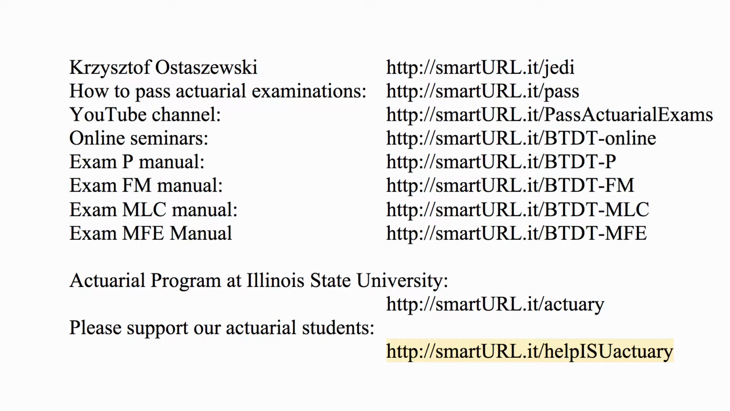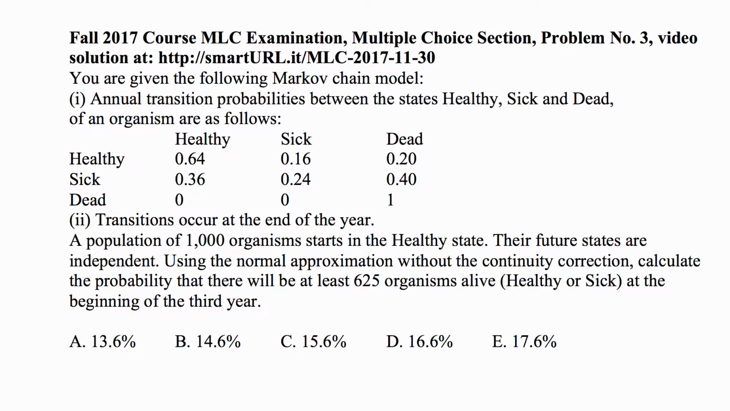This is problem number 3 from the multiple choice section of the recent exam MLC. You are given the following Markov chain model. The annual transition probabilities between the states healthy, sick, and dead of an organism are as follows. Healthy to healthy 0.64, healthy to sick 0.16, healthy to dead 0.2, sick to healthy 0.36, sick to sick 0.24, sick to dead 0.40, and dead is an absorbing state, so of course if you're dead you stay there.